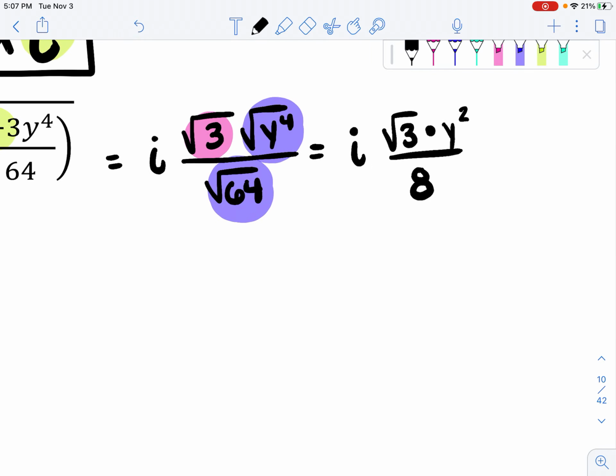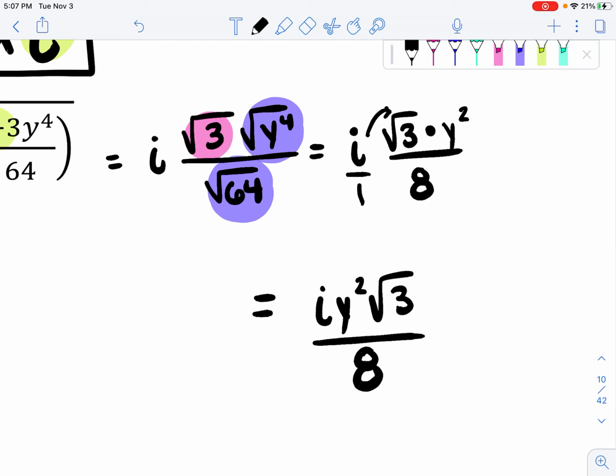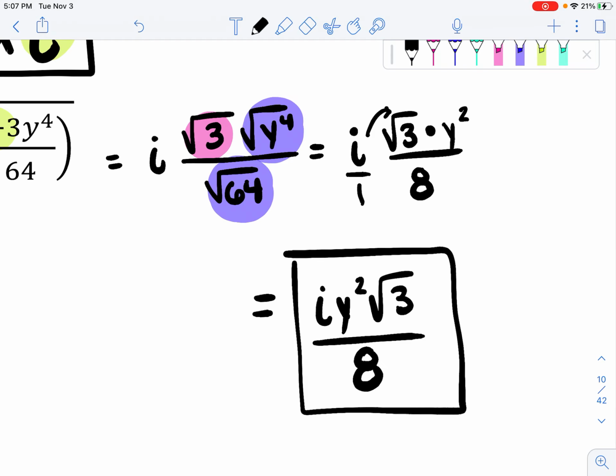So the nicest way we can write this is just in one fraction. I can move this i, technically it's i over 1. So I can move that i to the numerator with the rest of the stuff. So I would write this as i y squared, square root of 3, because we like to have our radicals at the end, divided by 8.